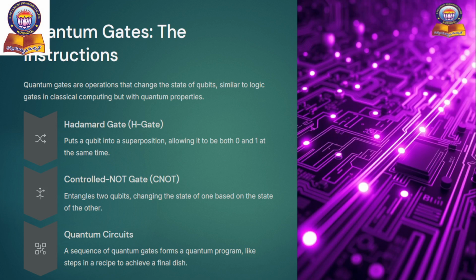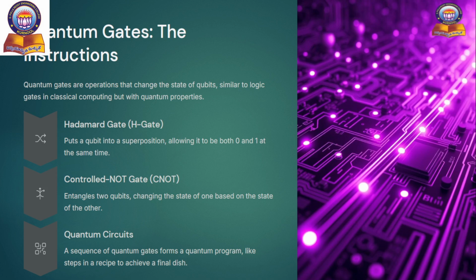Here we also learn about quantum circuits. Quantum circuits also play an important role. Mainly these quantum circuits use superconducting circuits. Superconducting circuits are electronic circuits that work at very low temperature. Quantum circuits are also defined as a sequence of quantum gates, like the steps in a recipe to achieve the final dish.